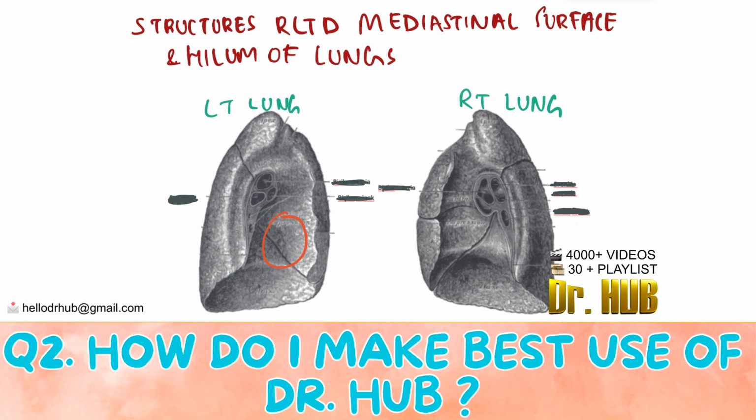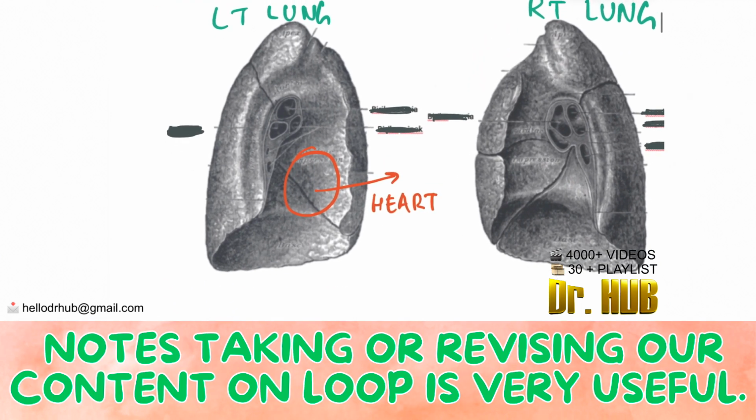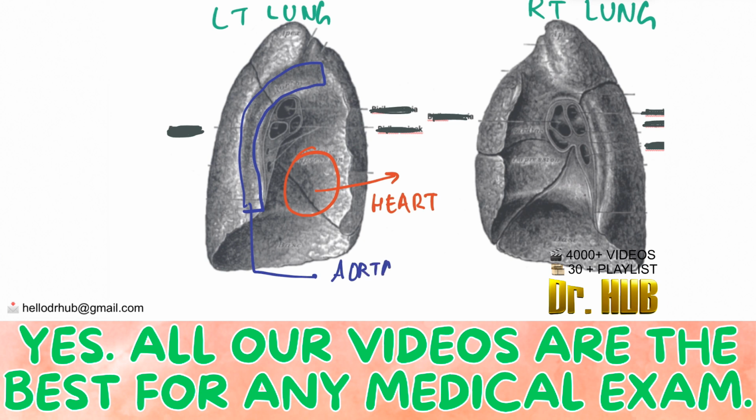First, there is the presence of a depression, and this depression is for the heart. Then there is a prominent curve. This, as we know, is nothing but the aorta. So this is for the aorta, that is the thoracic aorta.